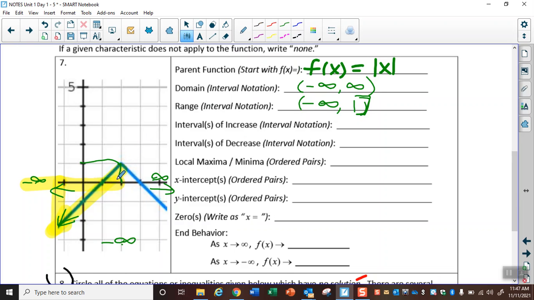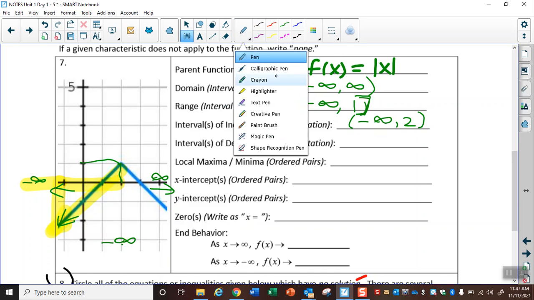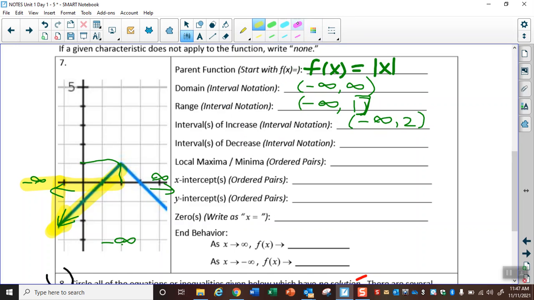All right, at this maximum here when x is equal to 2. So the interval of increase would be negative infinity, going from the left to the right, and then when I get to 2, it stops increasing. But it's not increasing or decreasing at 2, so that'll be parentheses. And then decrease would be when it is going down, right? So decrease is this side as I go left to right.